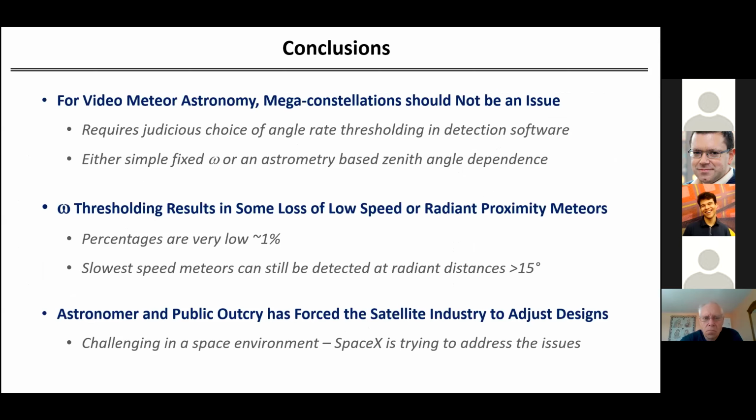We just need to use a proper choice of angle rate thresholding, either a simple fixed or an astrometry-based zenith angle dependence. There is some loss at low speed and radiant proximity meteors, but the percentages are really low, on the order of 1%. And since there was an astronomer and a public outcry, it has forced the satellite industry to adjust their designs. SpaceX is trying to address these issues, but they, of course, have to be concerned about heating and operation, battery charging, and that sort of thing, depending upon how they actually operate their equipment.